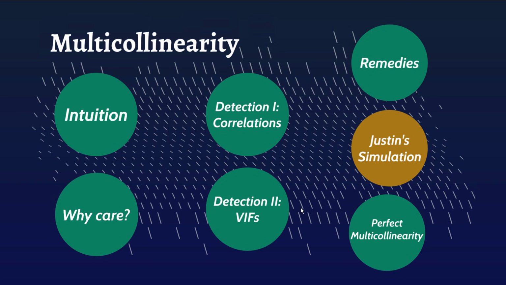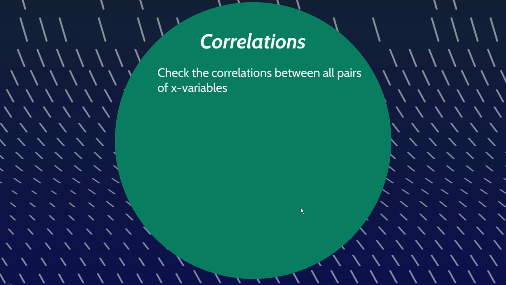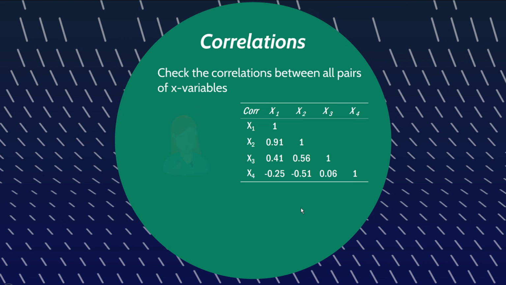So how do we detect it in a model? Well, the first thing we can do is check the correlations between all pairs of x variables. So let's just say we had 4 x variables. So instead of just years of experience and age, say we had 2 other variables as well. And let's just call them x3 and x4. You can check what's called the bivariate correlations between each pair of these x variables. And of course, we know that correlations go from 1 to -1. So you'd be hoping for something around 0 here for these correlations.